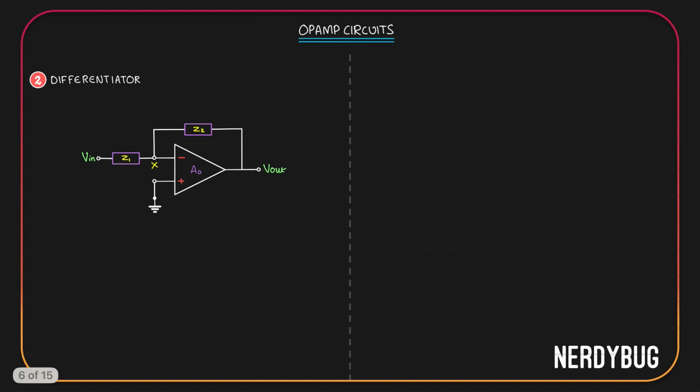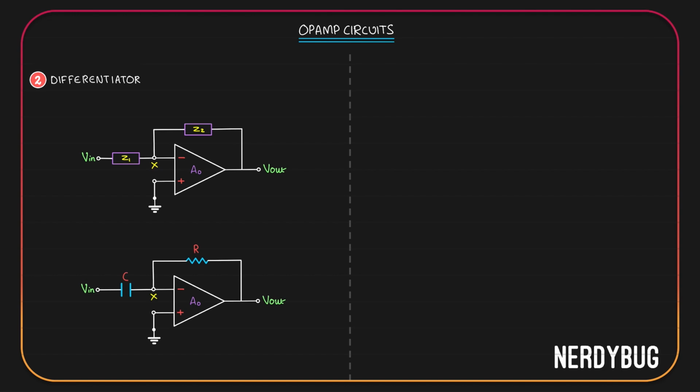Let us now build a differentiator. To make the inverting amplifier a differentiator, we'll give the feedback through a resistor and we'll give the input through a capacitor. The circuit will look like this. Again, let us take the current flowing through the capacitor as I1 and the current through the resistor as I2. And since the op-amp has high input impedance and the current cannot flow into the terminal, I1 will be equal to I2.